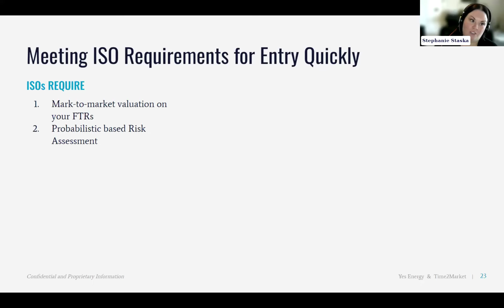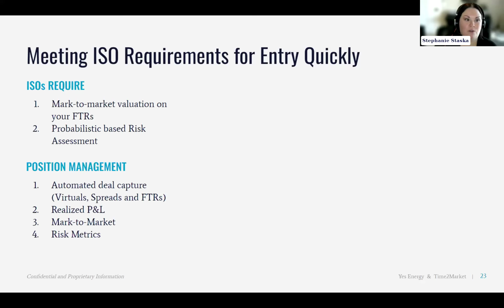You do need a way to mark those to market to know if you are in the money, out of the money, et cetera, or if they've gained or lost value since you purchased them. Another thing that is also required is a probabilistic-based risk assessment. What that really means is a value at risk, or a VAR. That is required for these financial products as well in order to participate in the markets. You have to certify it annually, and the ISO can audit you on it as well. So it is important to have it in place before you start participating in the market.